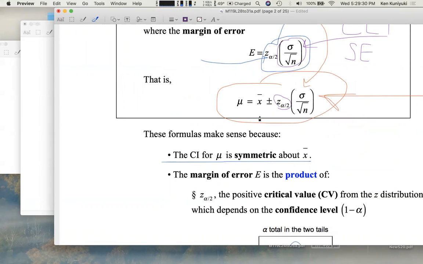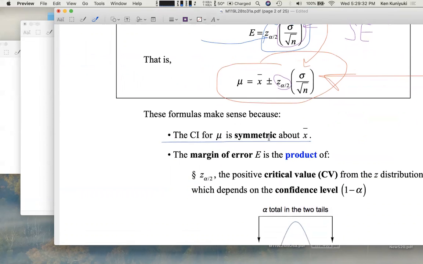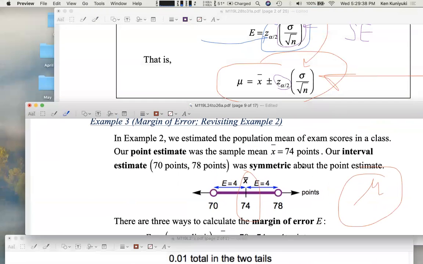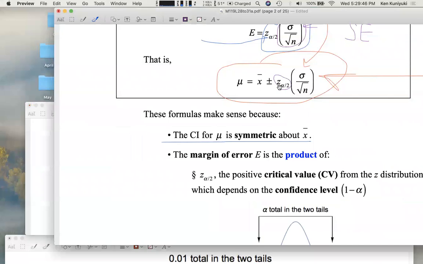All right, so how do we get the limits for the confidence interval? It makes sense. You start with the sample mean in the center, and then how far do you walk to get the lower limit and the upper limit of the confidence interval? You walk z, this positive critical value, z of these standard error pieces away.